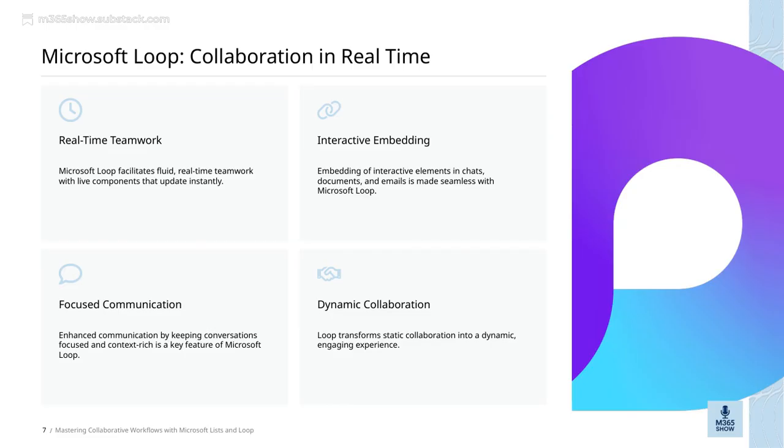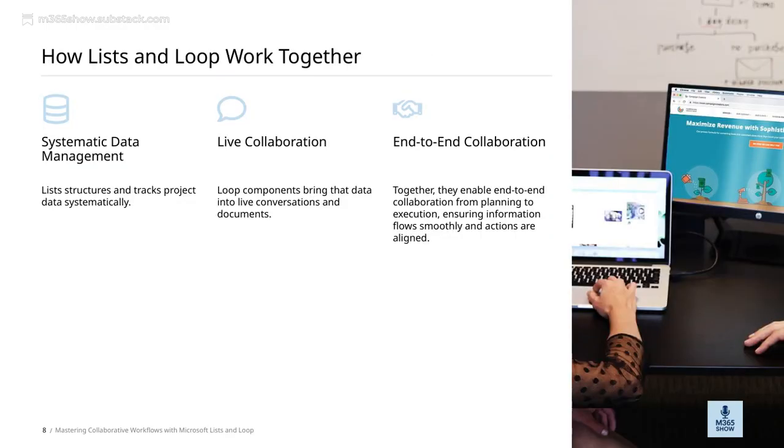Finally, Microsoft Loop supports real-time teamwork through live components that update instantly. This allows teams to collaborate on the fly, seeing changes as they happen, which keeps projects moving smoothly. Overall, these features help us work more effectively together, no matter where we are. Now, let's look at how Lists and Loop work together to create seamless collaboration.